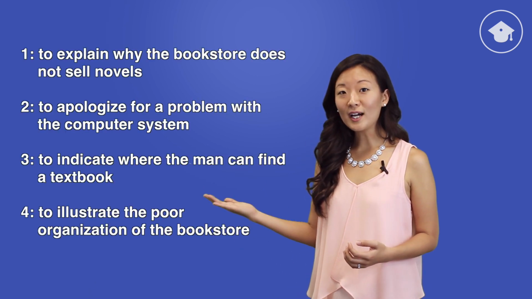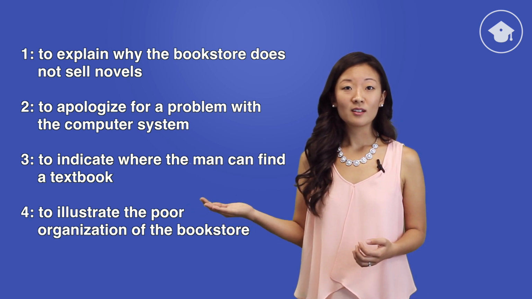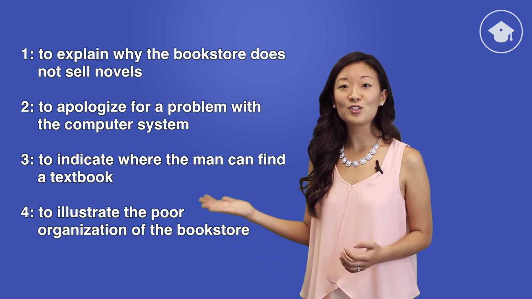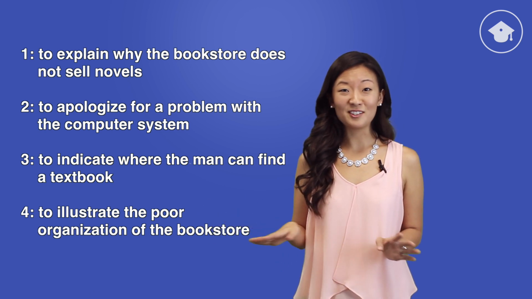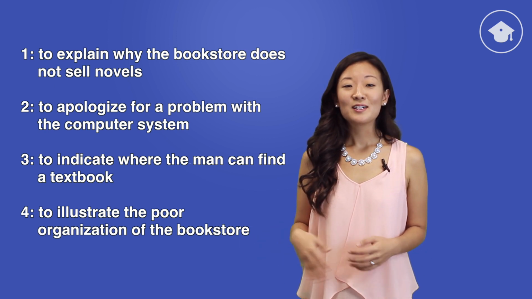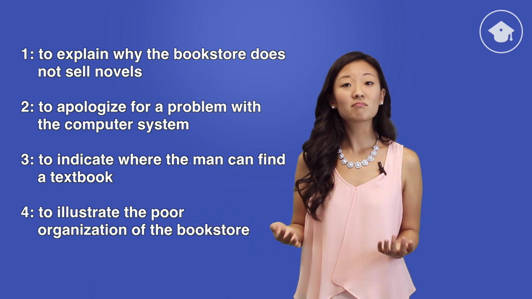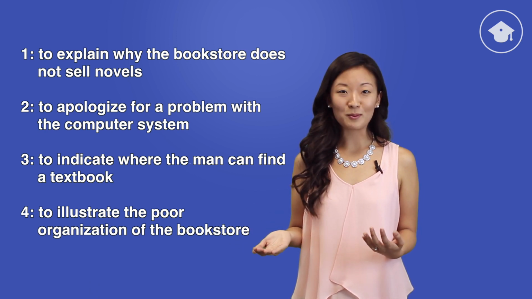Remember, we guessed that the woman said this in order to tell the man where the textbook is. Let's compare that to the answers. Choice 1 is that she says this to explain why the bookstore doesn't sell novels. But that isn't really anything like what we guessed. Choice 2 is that she says this to apologize for a problem with the computer system. But that isn't really anything like our guess either. Choice 3 is that she says this to indicate where the man can find a textbook. That's a lot like what we guessed before we looked at the answers.